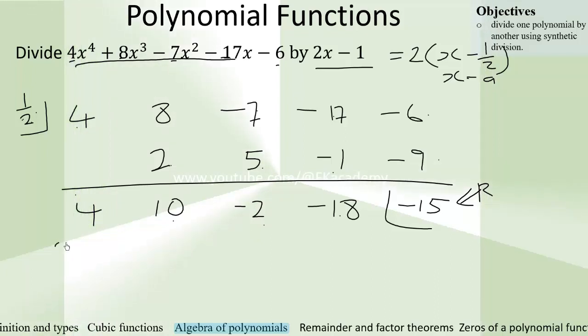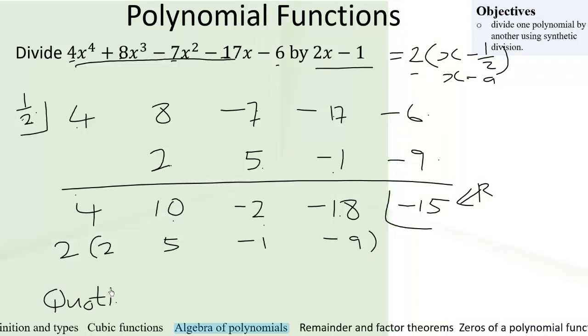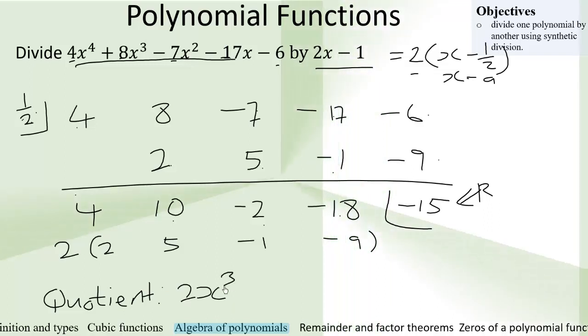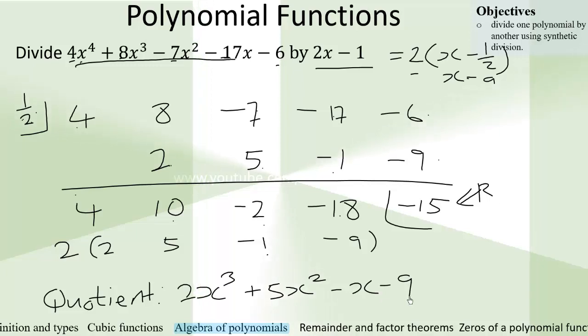And the quotient, we have to factor 2 out. So 2 here, 5 here, then we have negative 1 here, negative 9. So the quotient is actually 2x exponent 3. Remember, the degree is reduced by 1. So plus 5x squared minus x minus 9. That's the quotient.